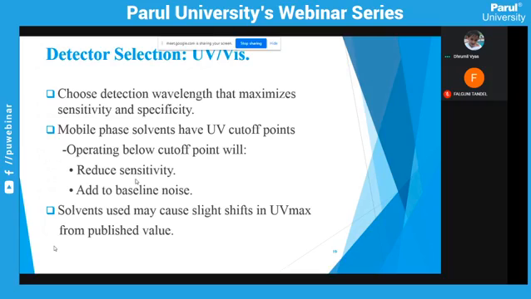So the UV detector helps us maximize the sensitivity and specificity by choosing the right wavelength. As shown in the earlier slide, different solvents have UV cutoff points, and based on that, we can easily identify what UV maxima is suitable for us. Operating below the cutoff point will reduce sensitivity and increase baseline noise due to solvent interference.